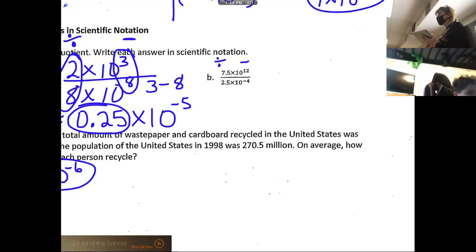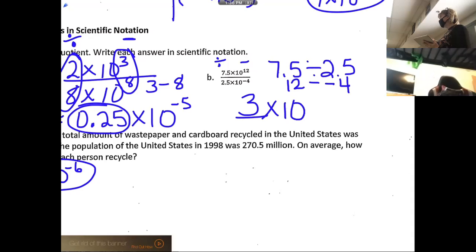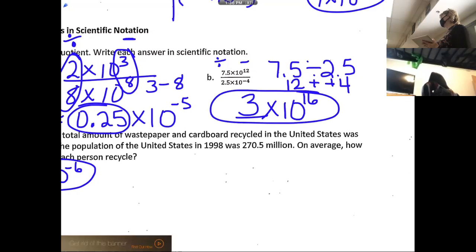Test. All right, now that we figured that one out, we're going to take 7.5 divided by 2.5. And that's our first number. What is it? 3. We're going to take 12 minus -4. What happens when we subtract a negative? So we get, plus or minus. How easy is that? Pretty hard. Not really.